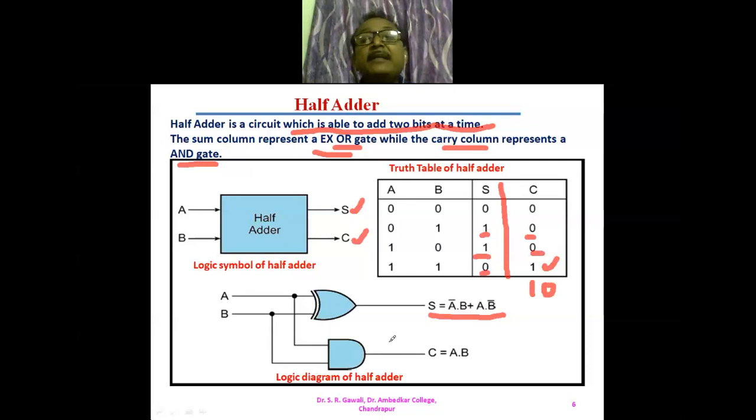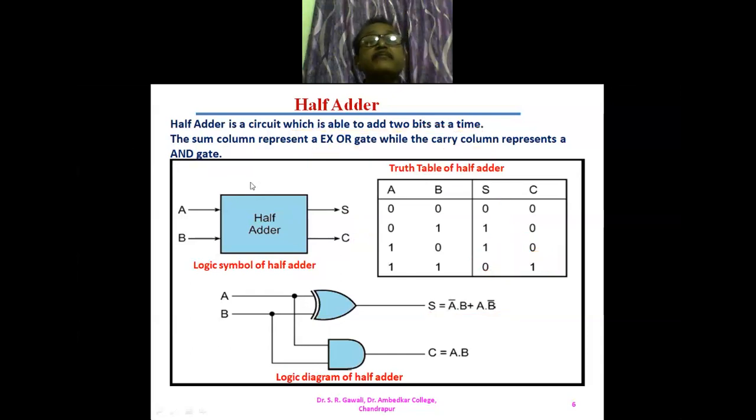Why is it called the half adder? Because this circuit is able to add 2 bits at a time. More than 2 bits cannot be added together, and that is the drawback of the half adder. This drawback of the half adder is to be removed, so to remove this drawback, there is a full adder.